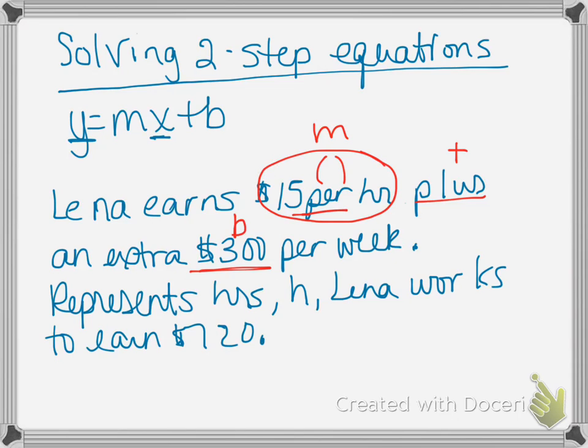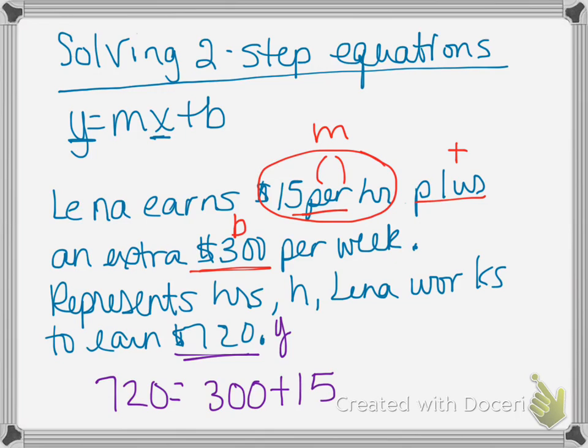Well, this right here, this is what she's earning. This is our Y value. This is how much money she's going to end up with. So we have 720 is equal to, we can say she starts with 300 plus 15H, or X, or they're giving us H, so we really need to use that. But keep in mind that this is our X and this is our Y because that's our end result. So that was what we worked on in class today.